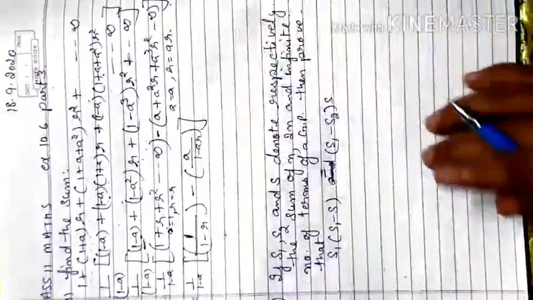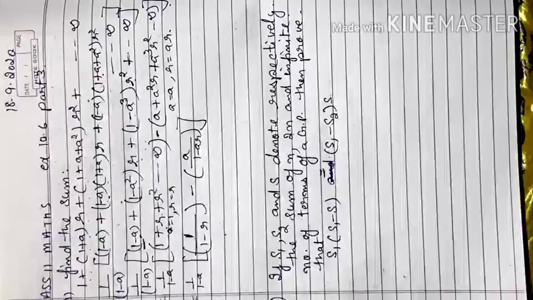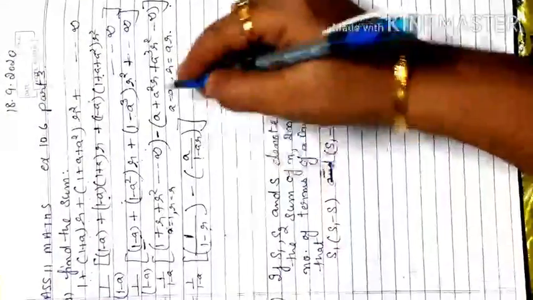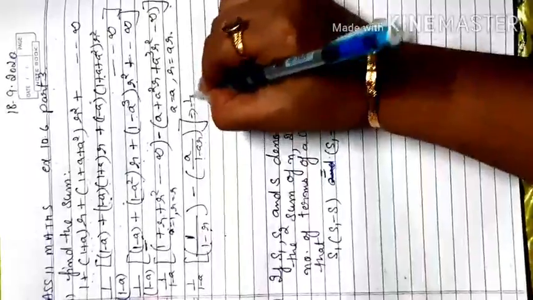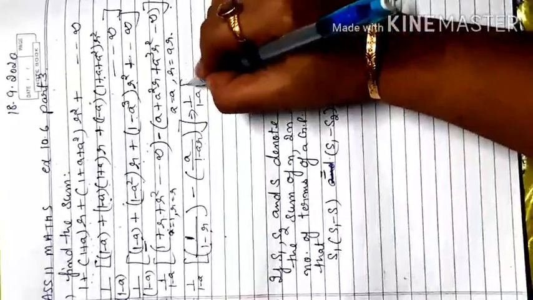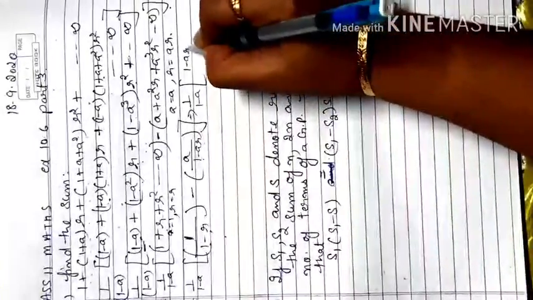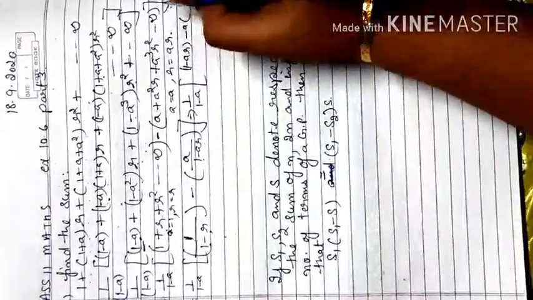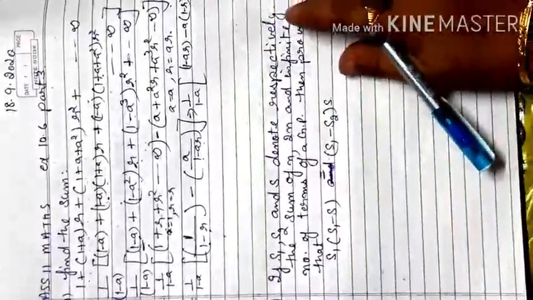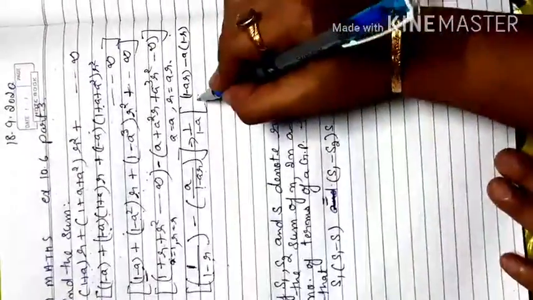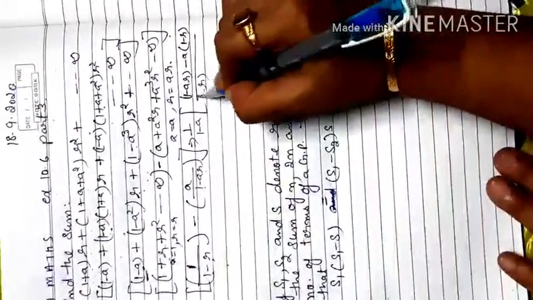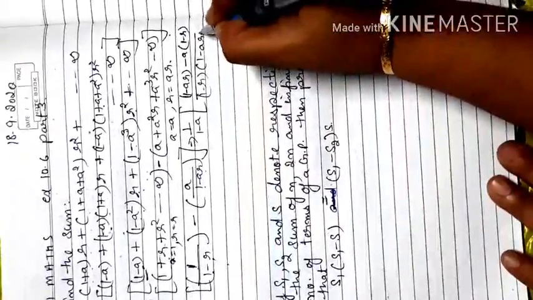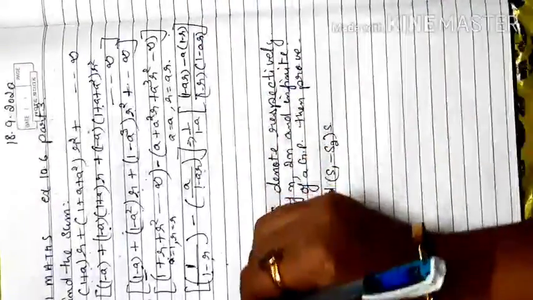Now you have to solve this one. So what I will do is find the LCM of this: (1 minus r)(1 minus ar), implies 1 minus a. If you take the LCM, it is 1 minus ar minus a, then multiplied by 1 minus r, over (1 minus r)(1 minus ar). So now you open the bracket here.